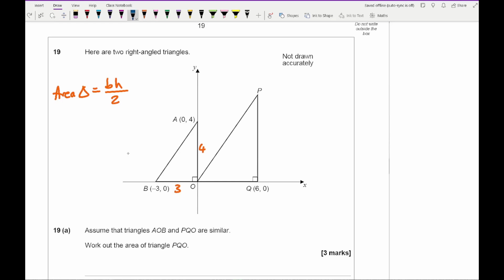Looking at the other triangle of OPQ, I can see that the base is 6, but I don't know what the height is. As you can see, if the base of the first triangle is 3 and the base of the enlarged triangle is 6, then the big triangle is 2 times the size of the smaller triangle. So the height is going to be 2 times 4, which is 8. Now I can work out the area of this triangle, which is going to be 6 times 8 divided by 2, which gives me an answer of 24.